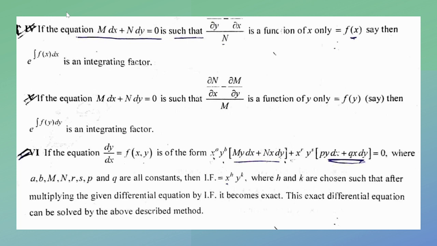Next, case third. What is case third? If the equation Mx plus Ny is equal to 0 is such that, this is a misprint. One minute.